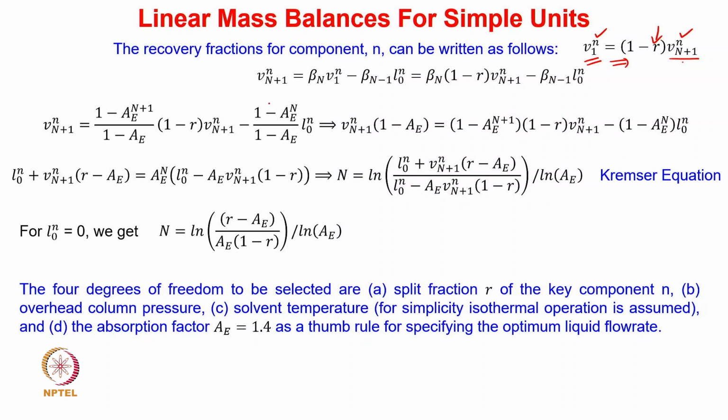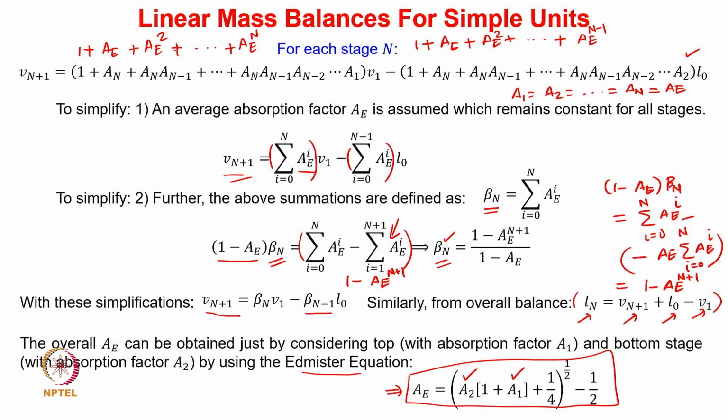The original equation was Vn plus 1 is given as beta n V1 minus beta n minus 1 L naught. That is the equation we have derived. See, this is the equation we have derived: Vn plus 1 is given as beta n V1 minus beta n minus 1 L naught. Here I have omitted the superscript with respect to the components.